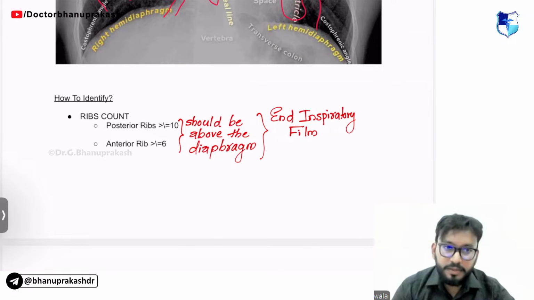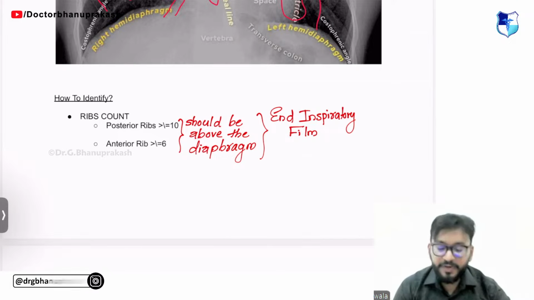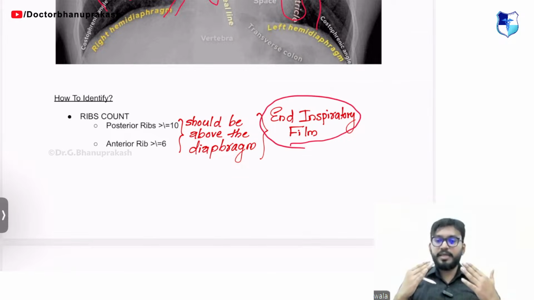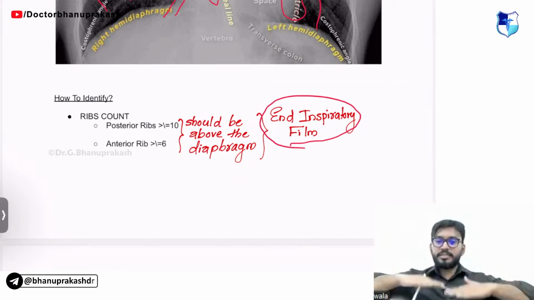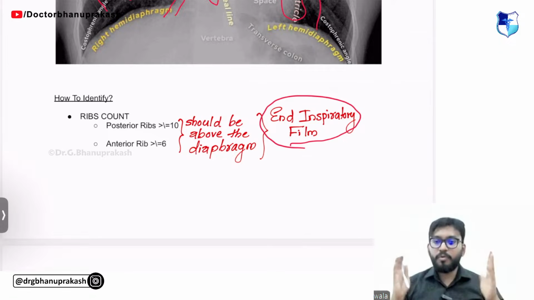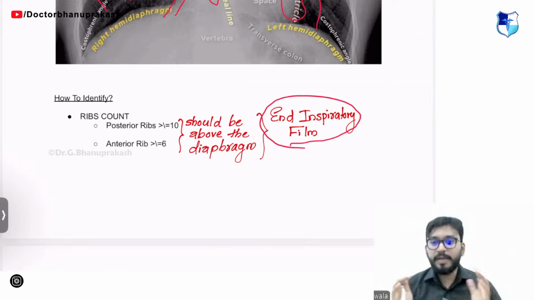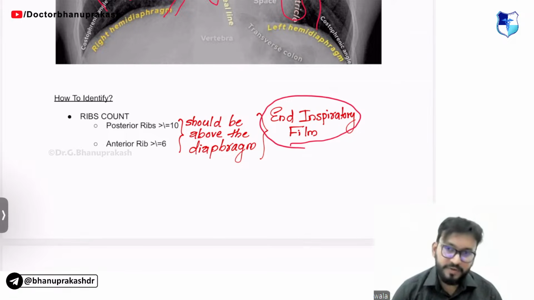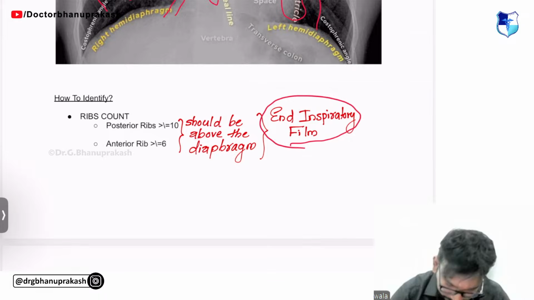Okay, counting the ribs. If it is an end inspiratory film, look at this, guys. Look at me. I'm taking a deep inspiration. My diaphragm is flattened. It is down. So I see more ribs. More than 10 ribs posteriorly if I count, and more than 6 ribs anteriorly. If I see that, I can say that this is an end inspiratory film. If you need to know.